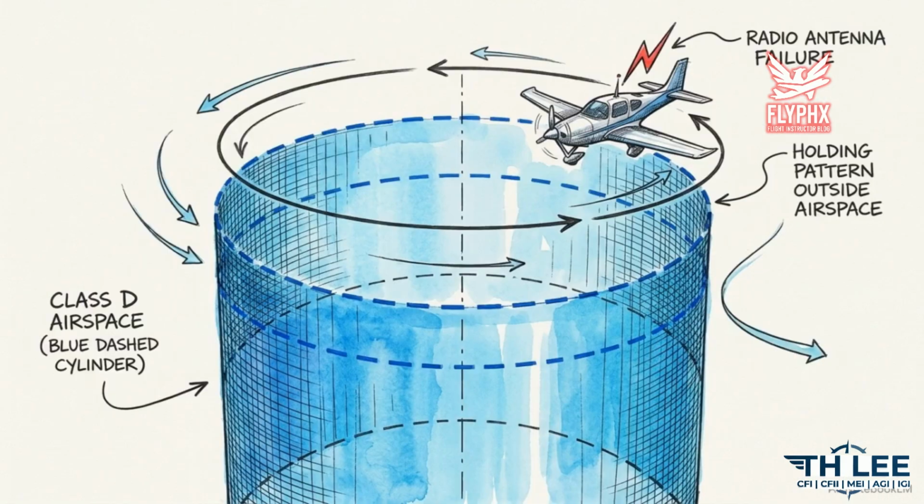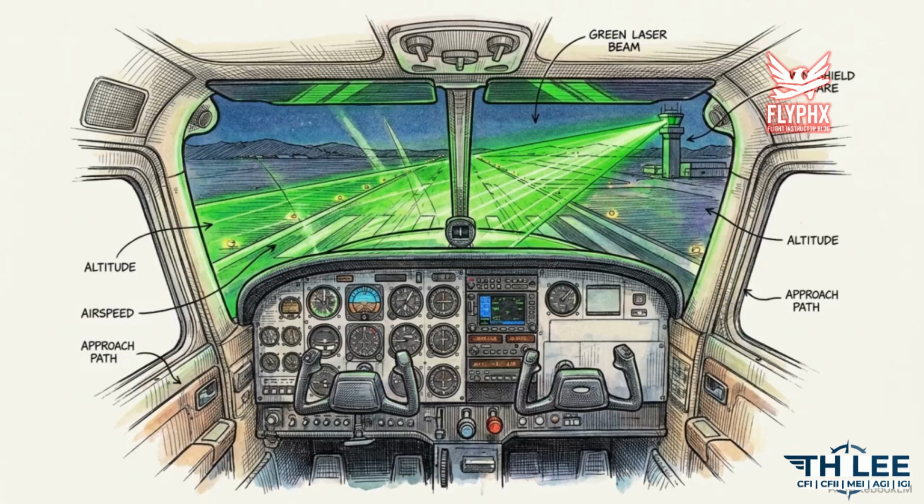If you lose radio communications heading into Class D, remain outside or above the airspace until you determine the direction and flow of traffic. Then, join the pattern and maintain visual contact with the tower to receive light gun signals.